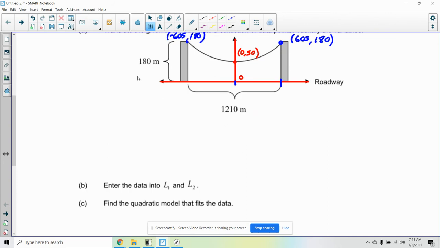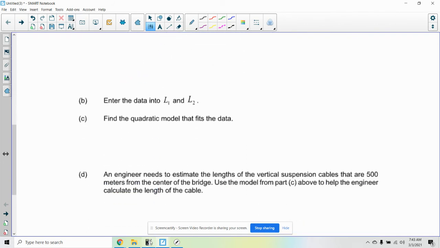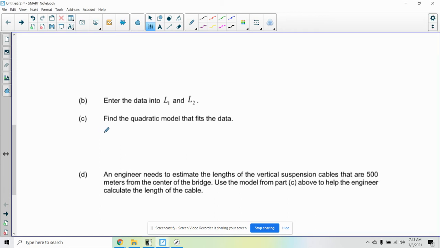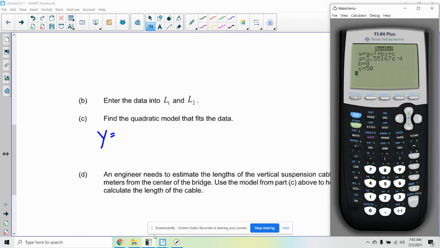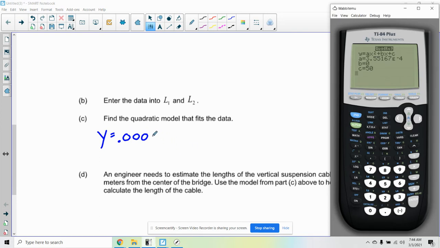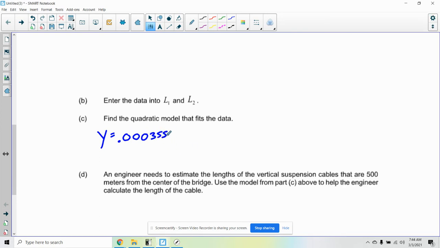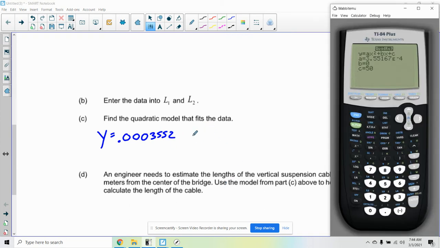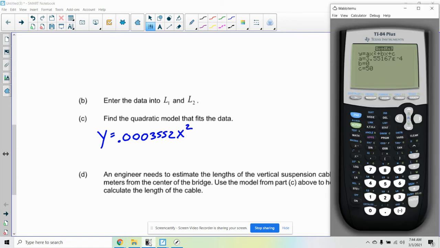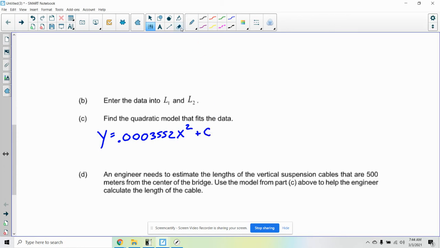All right, now we probably would copy this down wrong, unless I was here to let you know. But this is scientific notation, 3.55167 e to the negative 4. That basically means that we have y equals, you're going to move that decimal place 4 places to the left. So you'll have 0.0003552. That's my a coordinate. So this is going to be that times x squared. I don't think there is a b coordinate. B is going to be 0, so we don't have to write it, plus c, which is 50.